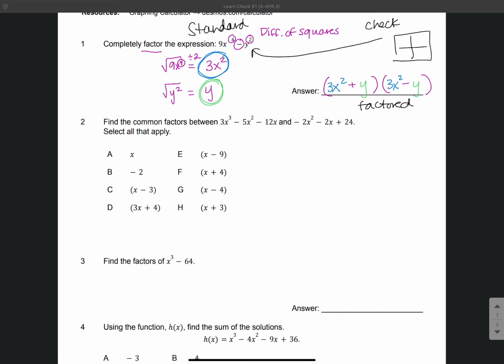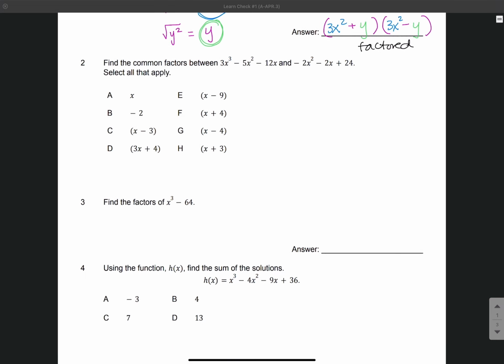Alrighty. Let's look at number 2. So number 2, we need to find the common factors. So find the common factors in between these 2 problems. Okay, well, let's get into it. So if we need common factors, we know we need to factor it, and then we need to see literally what's in common. So I'm going to pretty much treat this like 2 separate problems. So I'm going to do 3x cubed minus 5x squared minus 12x.